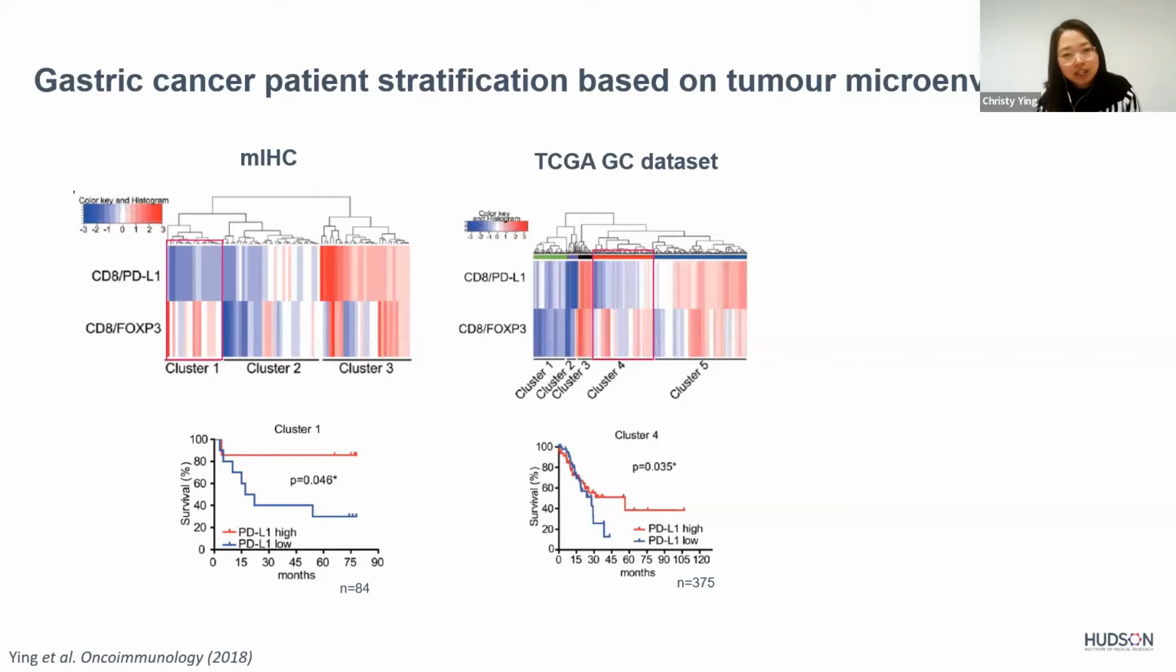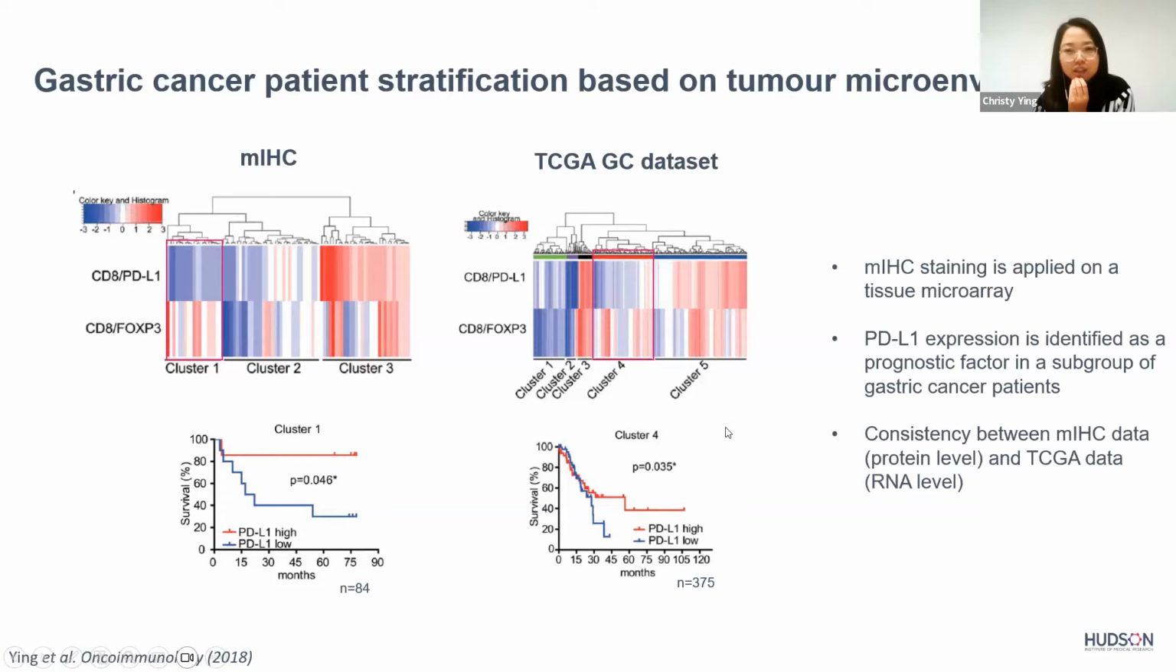We further validated this. We downloaded the RNA sequencing data from the TCGA portal, and we did a similar analysis as our mIHC data. And interestingly, we found similar results as the mIHC results.